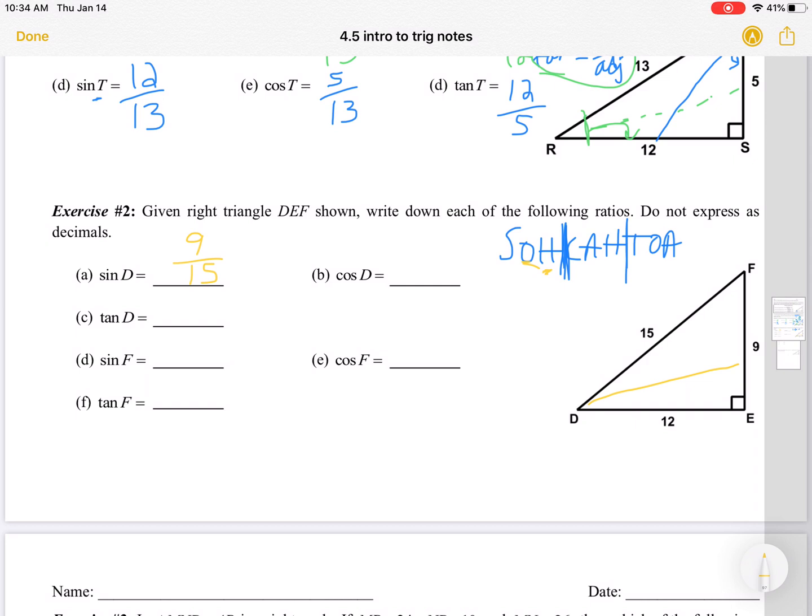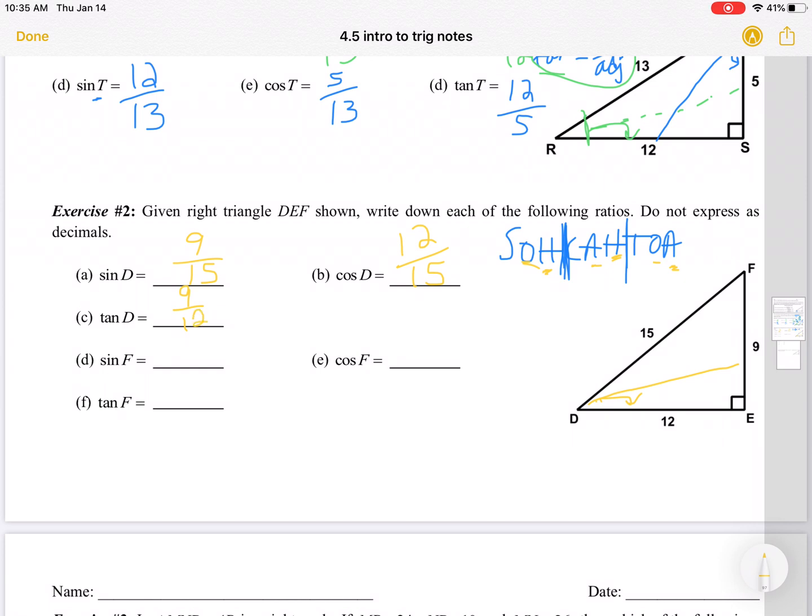Letter B, cosine of D. Cosine means adjacent over hypotenuse. The side adjacent to D is 12, and the hypotenuse is 15. So the cosine of D is 12 over 15. Letter C, tangent of D. Tangent means opposite over adjacent. The side opposite D is 9. The side adjacent to D is 12. So our ratio is 9 over 12. You don't need to simplify the fraction.